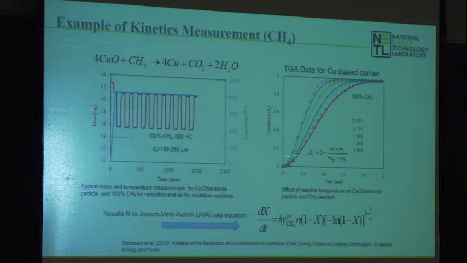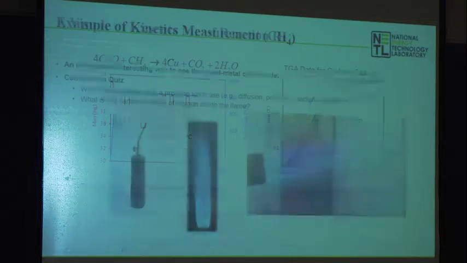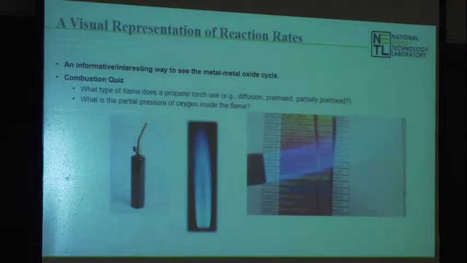So you do that enough times, then you can plot up the conversion as a function of time at different temperatures, and then back out a kinetic rate expression. There are a number of these in the literature; I just included one. You can think about the kinetics measured in a TGA pan, but I thought it would be fun, and a lot more interesting, to see it physically yourself. So what I'm showing you here is a propane torch.